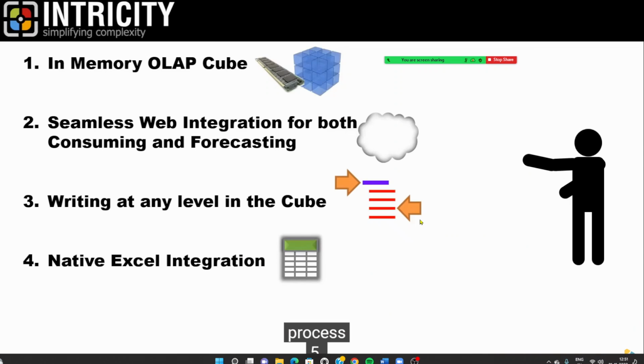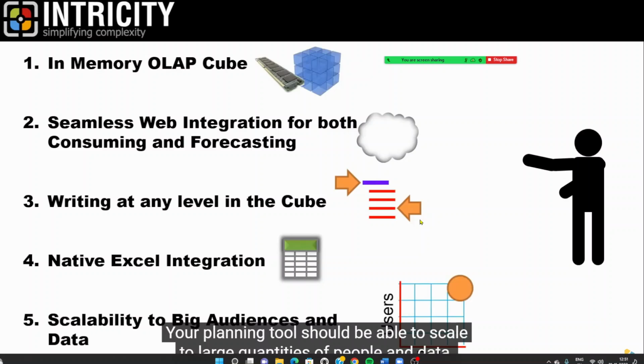And number five, your planning tool should be able to scale to large quantities of people and data. Hitting dead ends because of performance issues is not something you want to deal with after all the manpower has been put into getting the planning process correct.